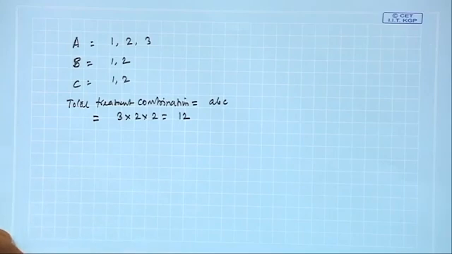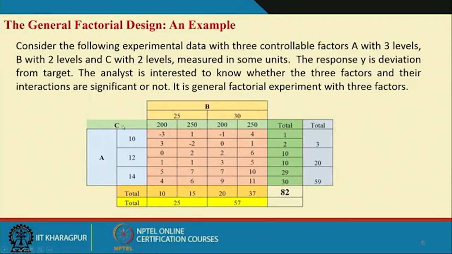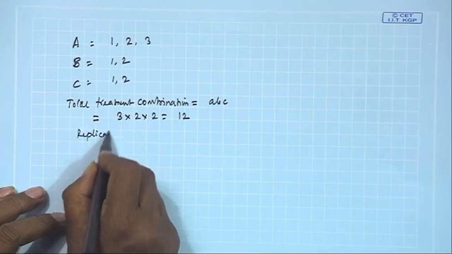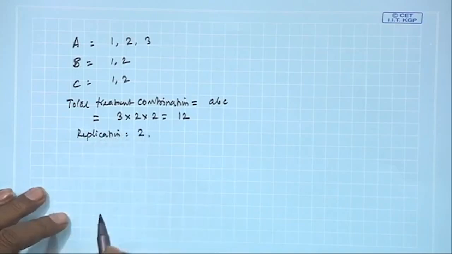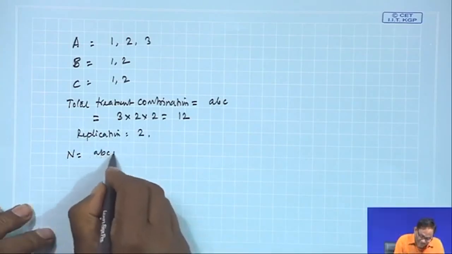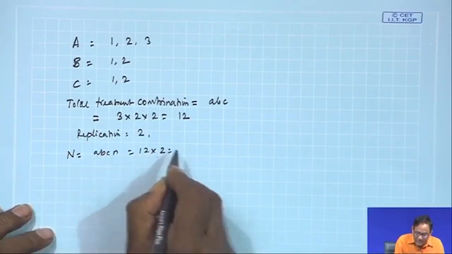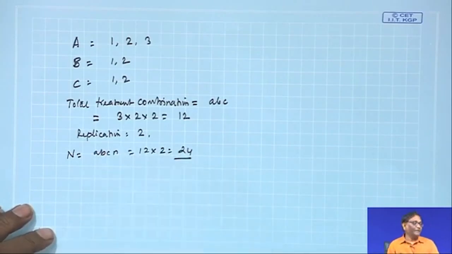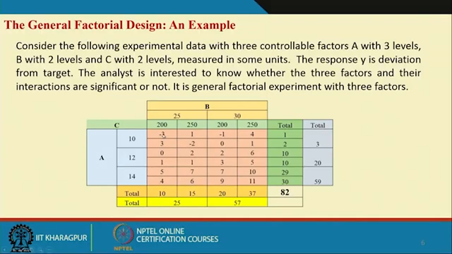If you see the data, suppose A is 10, B is 25, C is 200, then we have two observations here, minus 3, 3. So, that means we have replication equal to 2. Then what is the total observation n? This is A B C n equal to 12 cross 2 equal to 24. We have 24 data points.